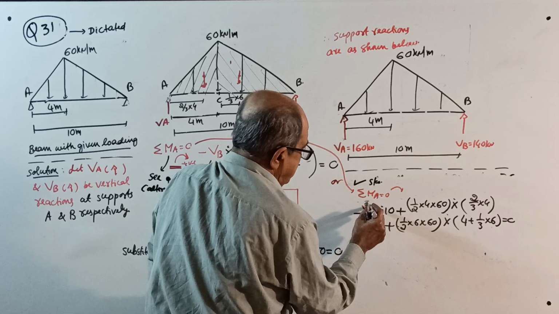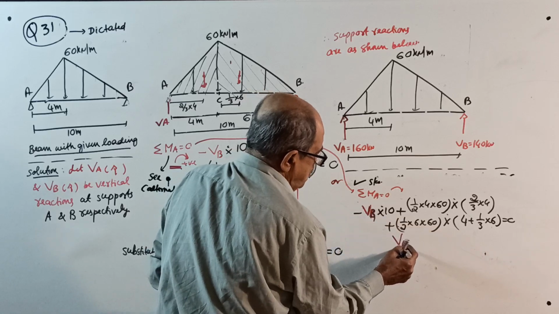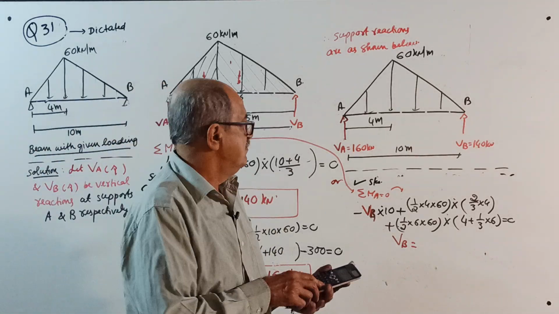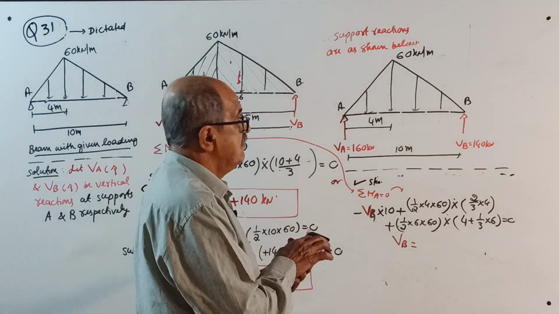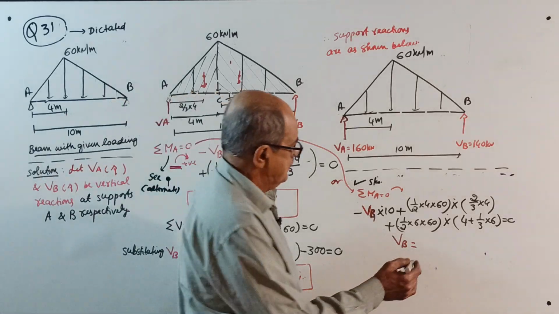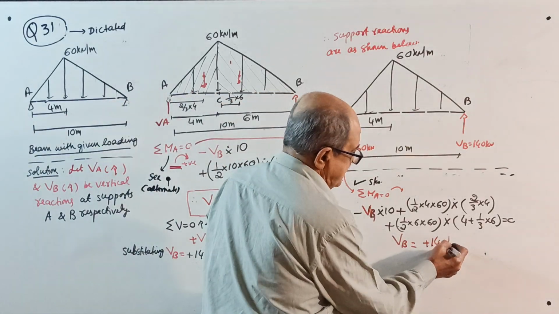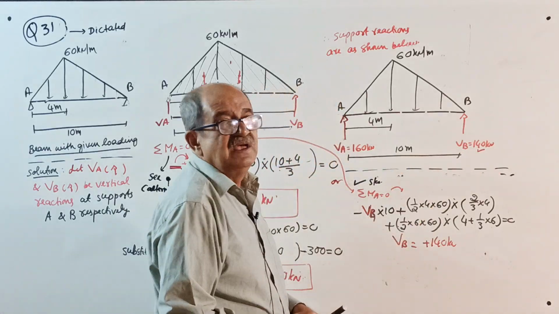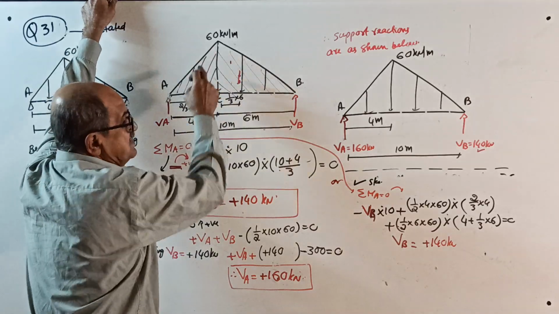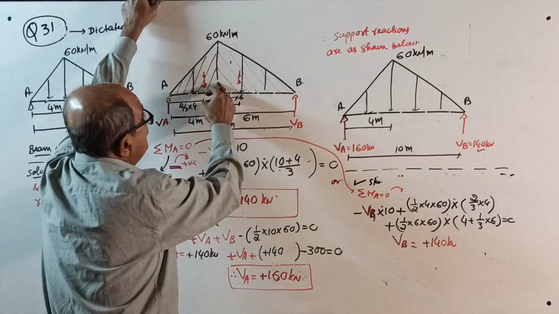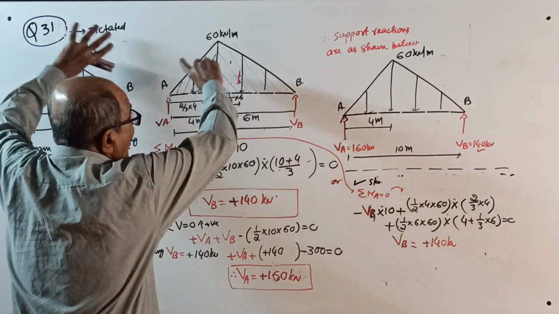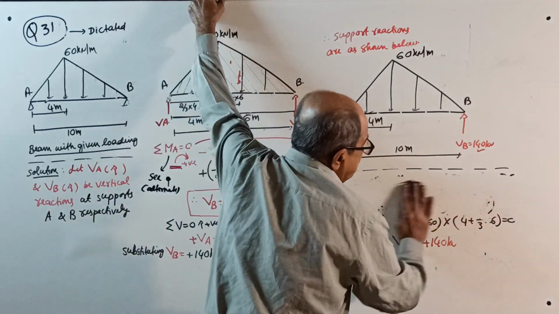Substitute. See, this is VB. You will get VB equal to, let me calculate, plus 140 kilonewton. Oh, tallying answer. See there? Yes, same answer. Sigma V equal to 0, VA plus VB minus half into 4 into 60, again minus half into 6 into 60, VA will come 150 kilonewton. Now, instead of all this struggling, I told you, you can directly solve.